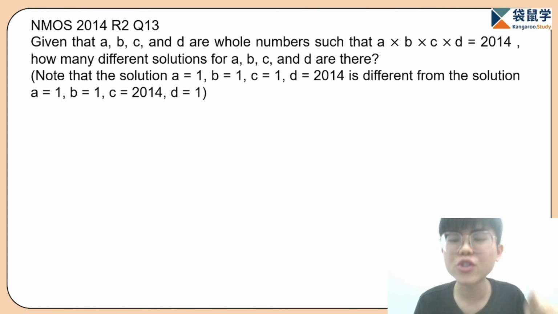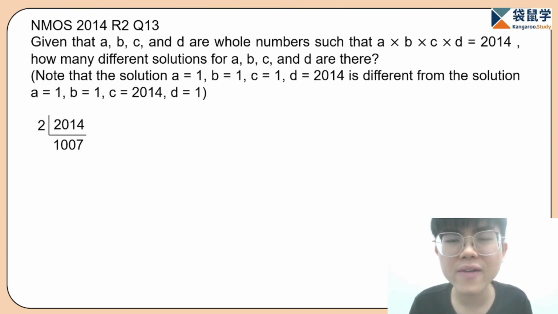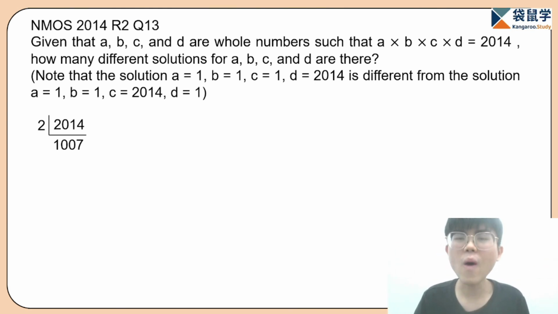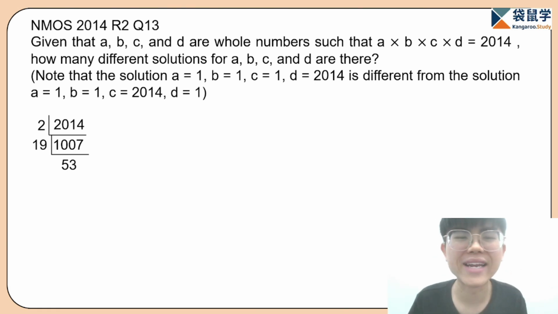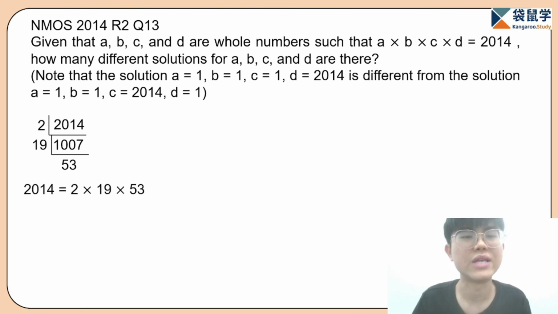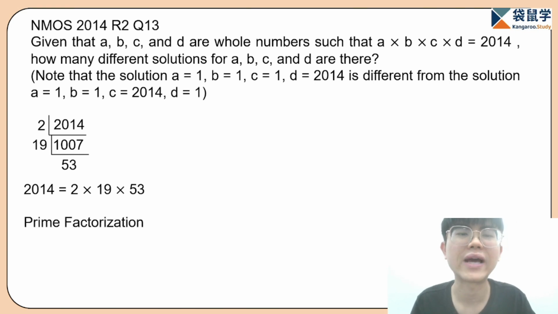In this case, we can first try to divide 2014 by 2, which gives 1007. Then for 1007, can this still be divided? Oh, 1007 can actually be divided by 19, and we get 53. Now for 53, can it still be divided? It cannot be divided anymore. So you can see that 2014 is just made out of 2 times 19 times 53. All of these three numbers are not only factors of 2014, they are also prime numbers. This process to find the prime factors is what we call prime factorization.